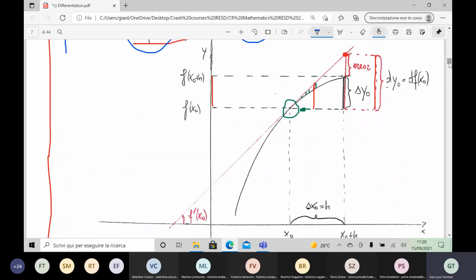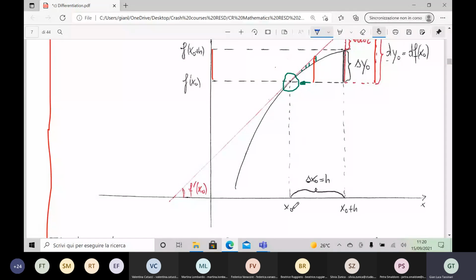So again, I plotted a graph. Suppose that this black line represents the graph of your function. Consider the initial point x0. We want to evaluate the differential at x0 relative to an interval of length h. So I fix here x0. I consider then an increment of length h. So I call delta x0 the variation of x when the initial value is x0, and I called it h. So the new point will be x0 plus h, or if you want, x0 plus delta x0.